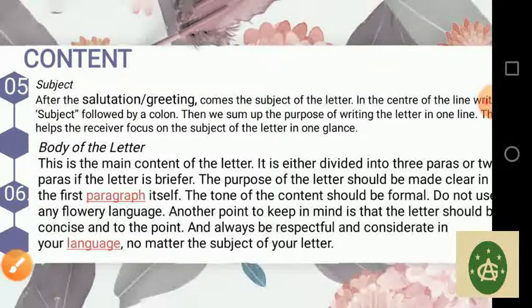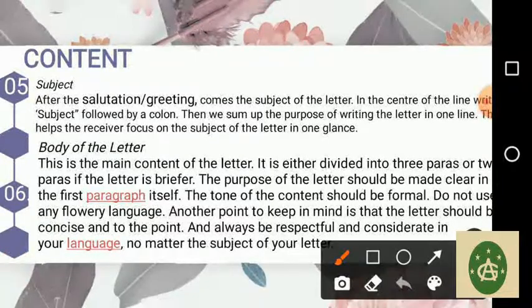And then we sum up the purpose of the writing of the letter in one line. Why you are writing the letter? You just write it down in one line. Suppose you want to take a leave for 1 week, so application for the leave of 1 week, that will be the subject. It helps the receiver, whoever is going to receive, to focus on the subject of the letter in one glance.